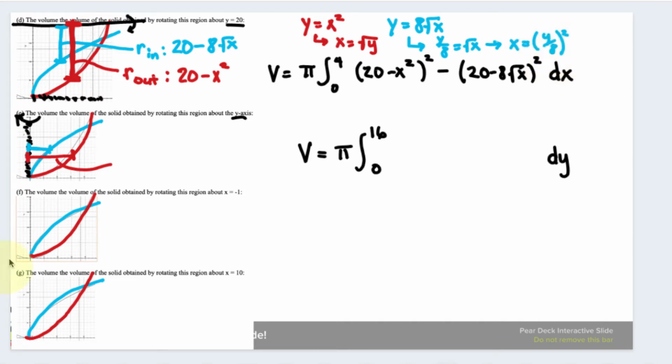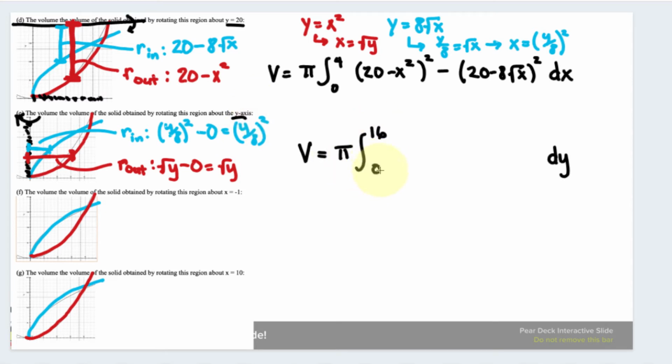I don't care. So now the red curve is just our radius outer, and that's going to be our root y minus 0 in this case, which is just root y. And then our radius inner is going to be this (y over 8) squared minus 0, which is just (y over 8) squared. We already have our pi. We have our integral from 0 to 16. Our radius outer squared minus our radius inner squared. So we're going to have to square because this was squared already. So that's our answer there.